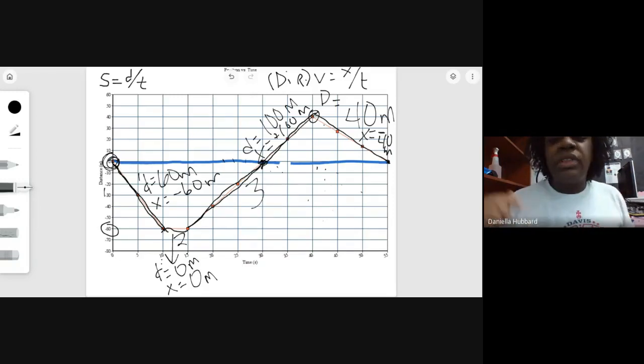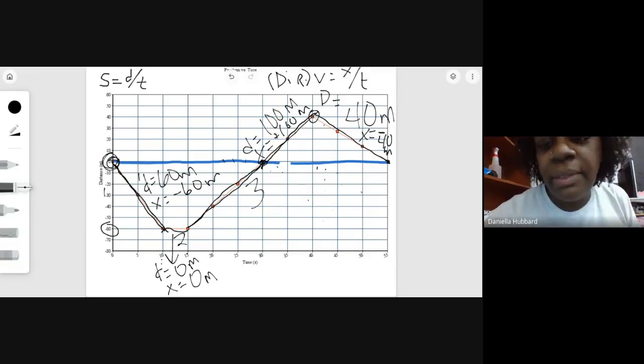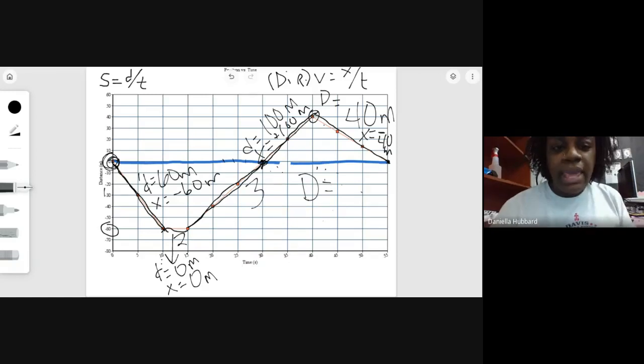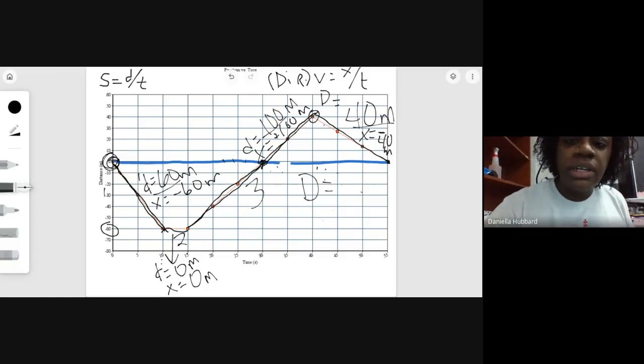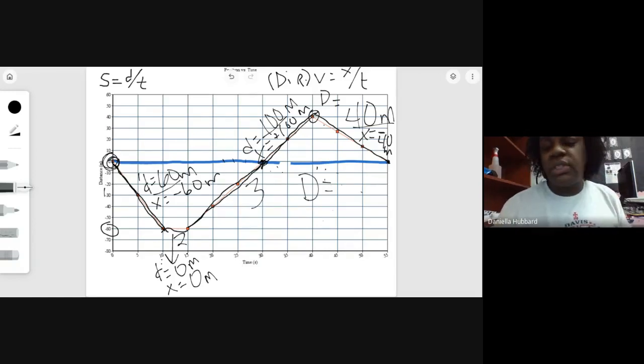Okay? Now let's look at the total distance traveled. When you hear the word total or you see the word total, that means to add. Distance is the easiest one. We're going to add the distance or the D's that you see and add them all together. So we have 60, 40, which is 100, plus 100 is 200, plus 0 is 200.